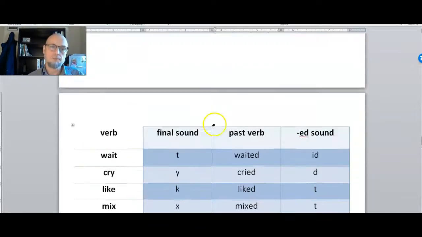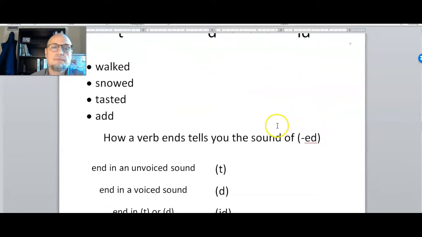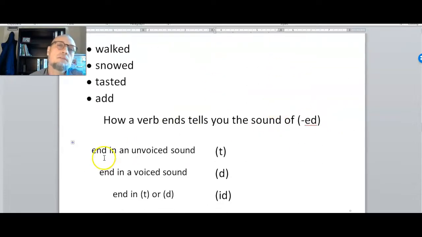So, to review. Past tense, ed, can sound like t, d, or id. When a verb ends with an unvoiced sound, it goes with t. If it ends in a voiced sound, it goes with d. And if it ends with t or d, the sound is id.